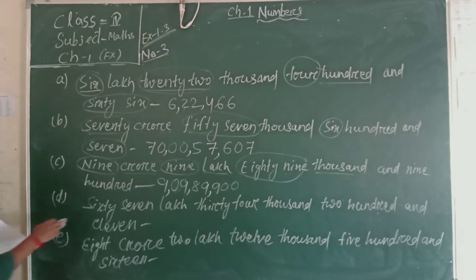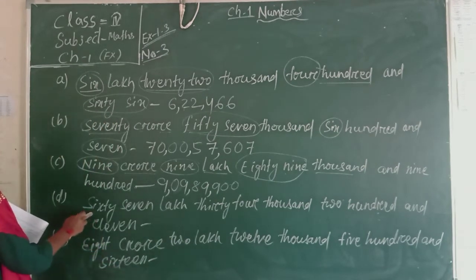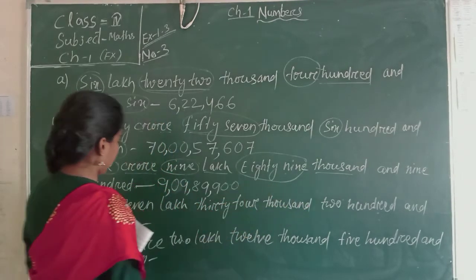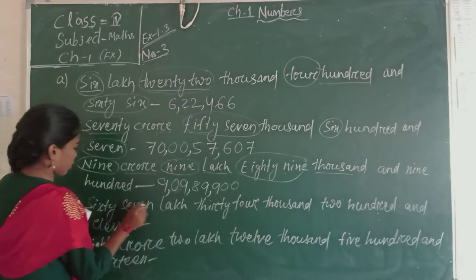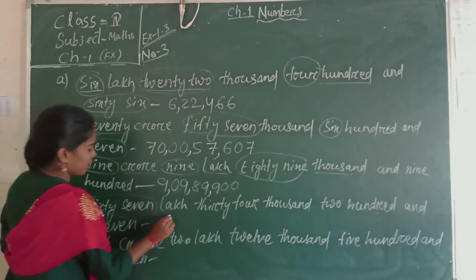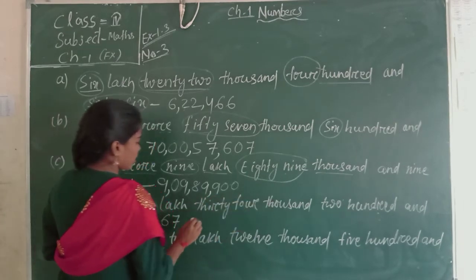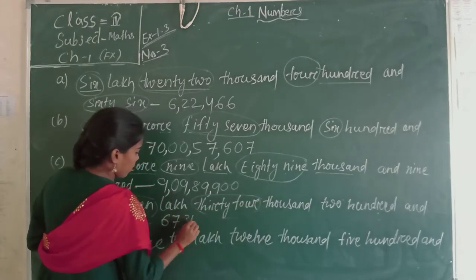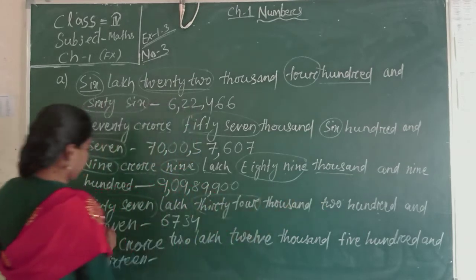Okay, next come to the D number. Here the number name is 67,34,211. So first write down 67 for the lakh period. After lakh there is thousand, so in the thousand period there is 34. Next in the ones period 211.